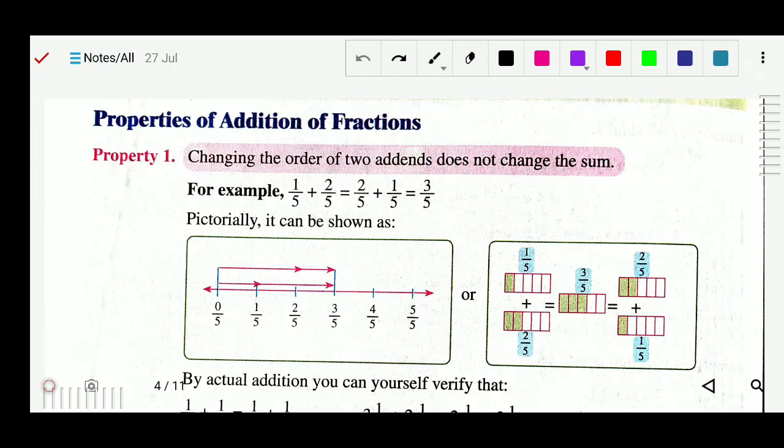Good morning, students. Today we will study properties of addition of fractions. You can take out your math book, page number 110. Properties of addition of fractions. So here we will study how to add fractions and its properties.